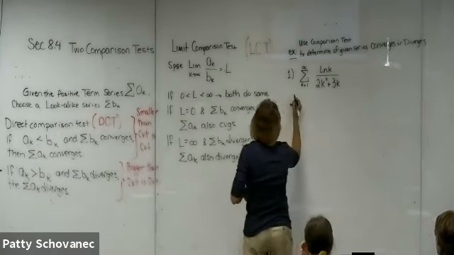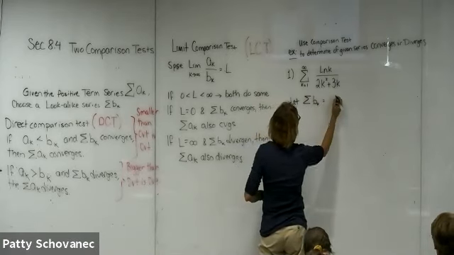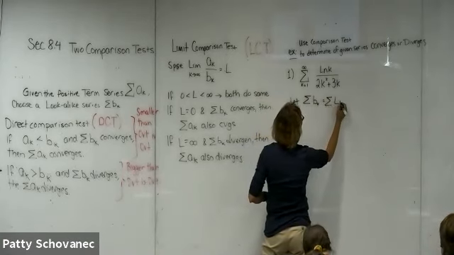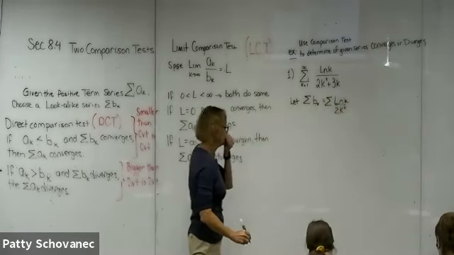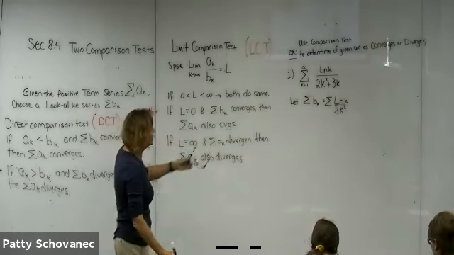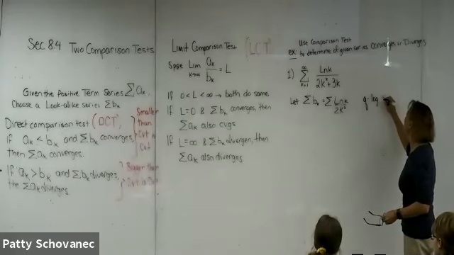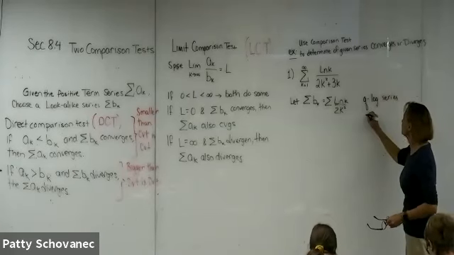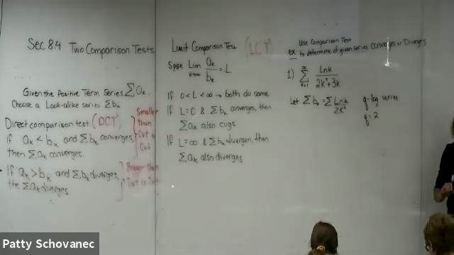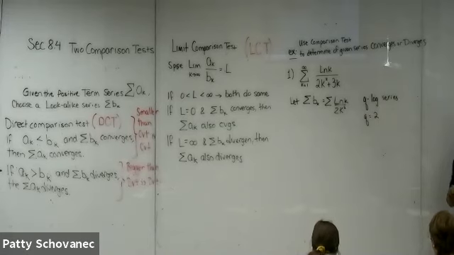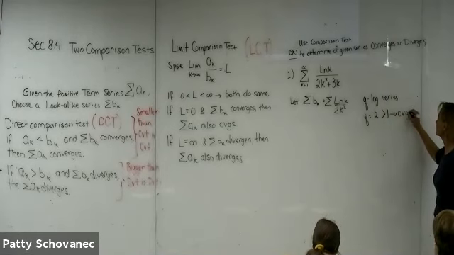So let my lookalike series look the same way with the logarithm on top, but let's keep the 2k squared on the bottom. So that now is a q log series. q is equal to 2. Does that tell me whether or not it converges? It does. It's bigger than 1. So this converges. So my lookalike series converges.